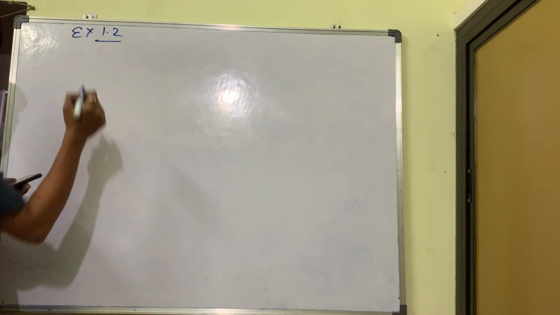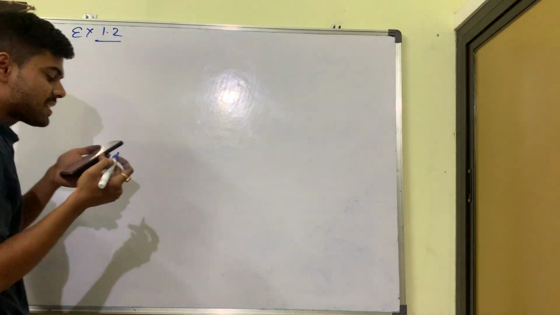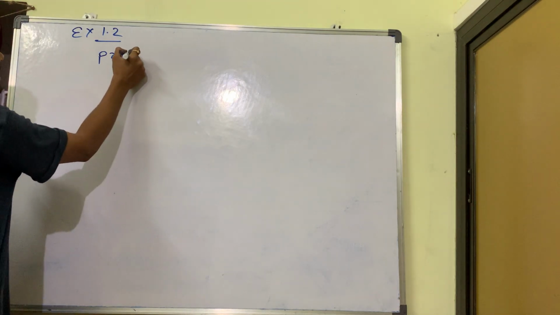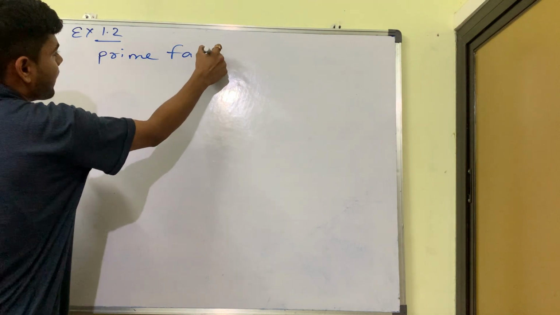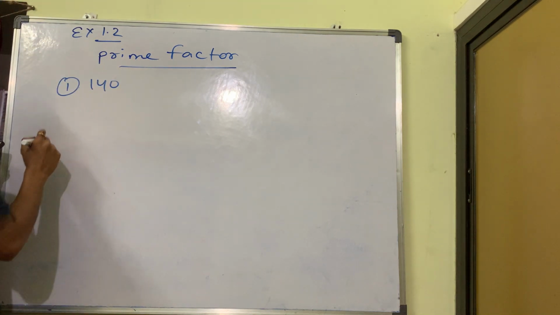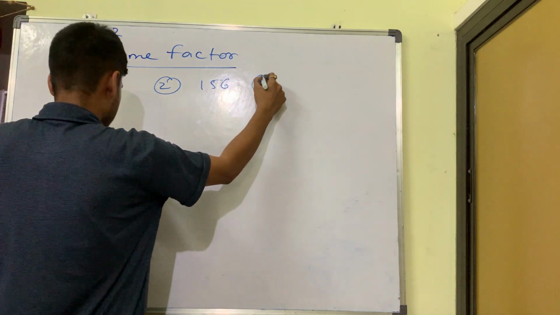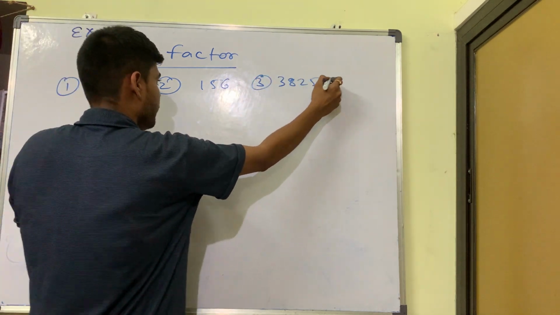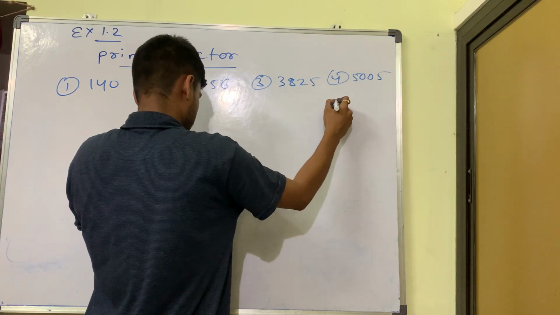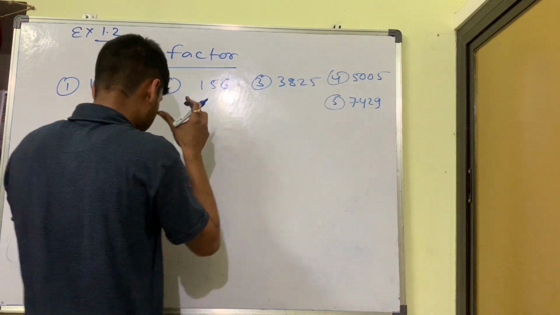Exercise 1.2. First question, bacha, here. Express each number as the product of its prime factors. So, they are saying to express the number in the form of prime factors. First number is 140. Next number is 156. Third number 3825. Fourth number 5005. And fifth number 7429. Okay, any doubts? No.